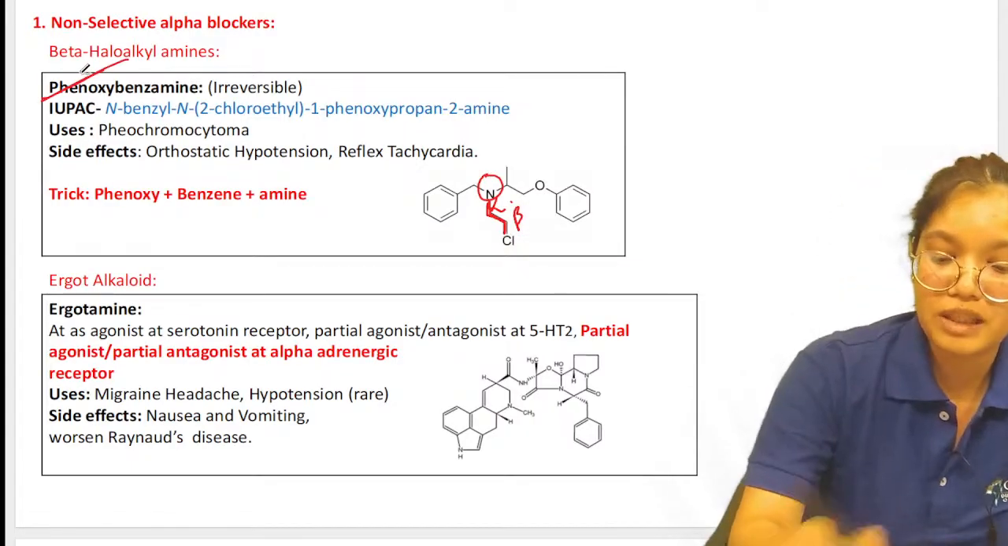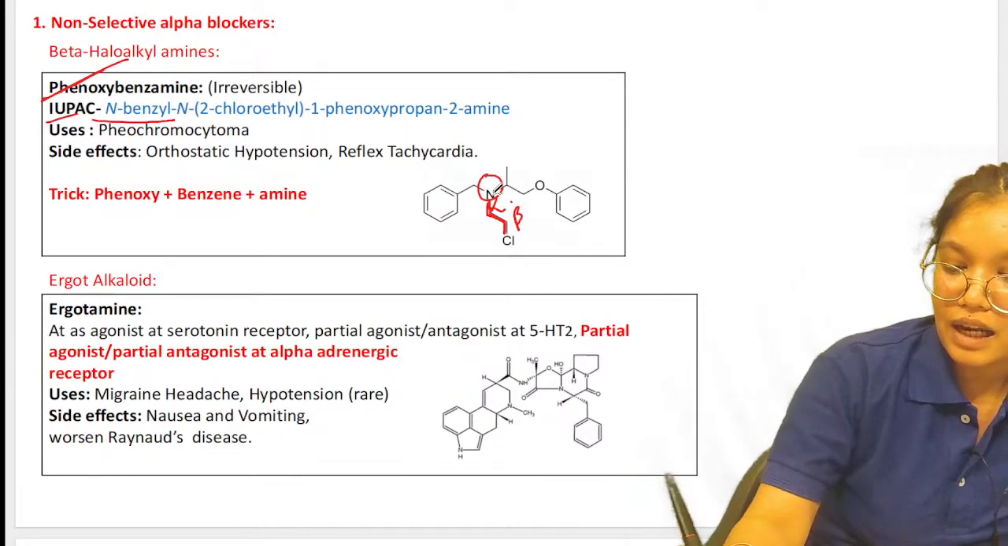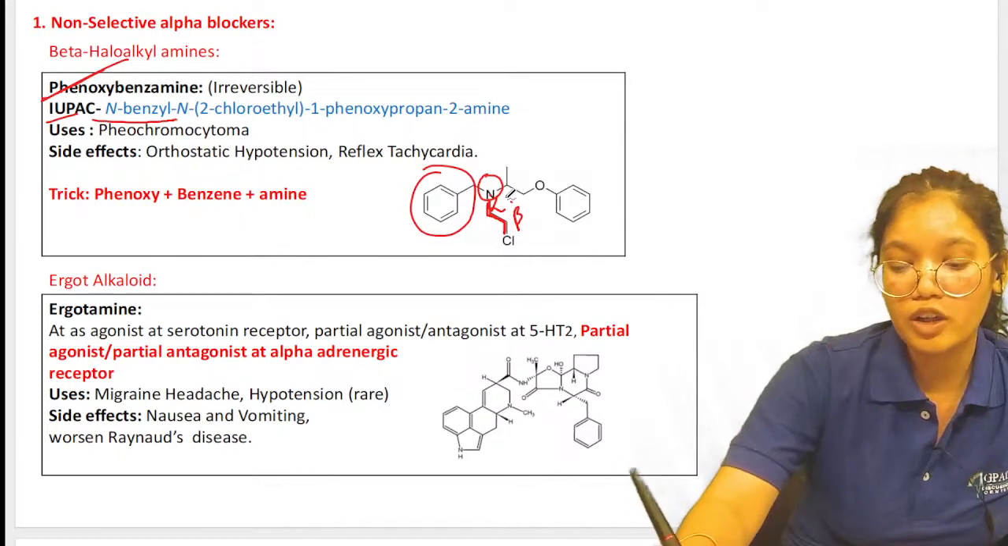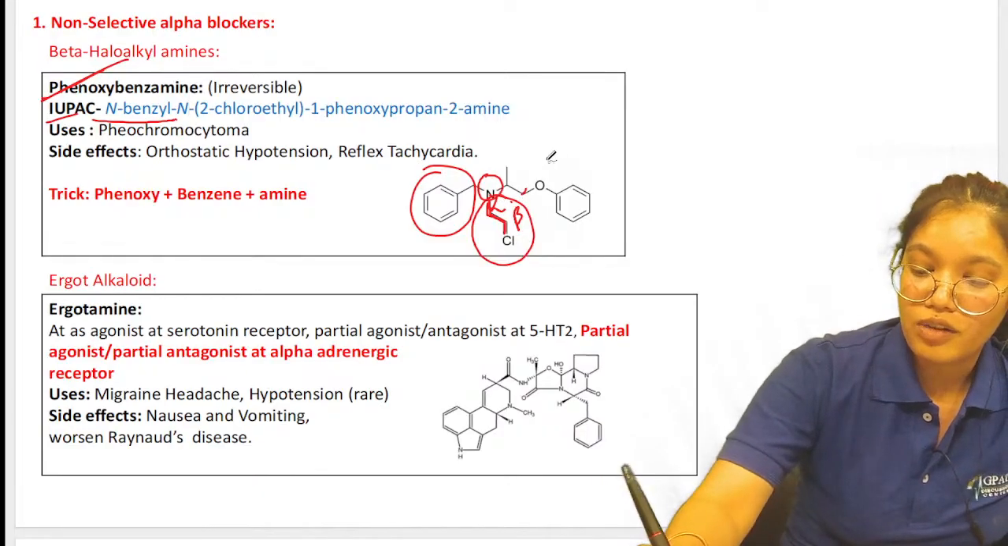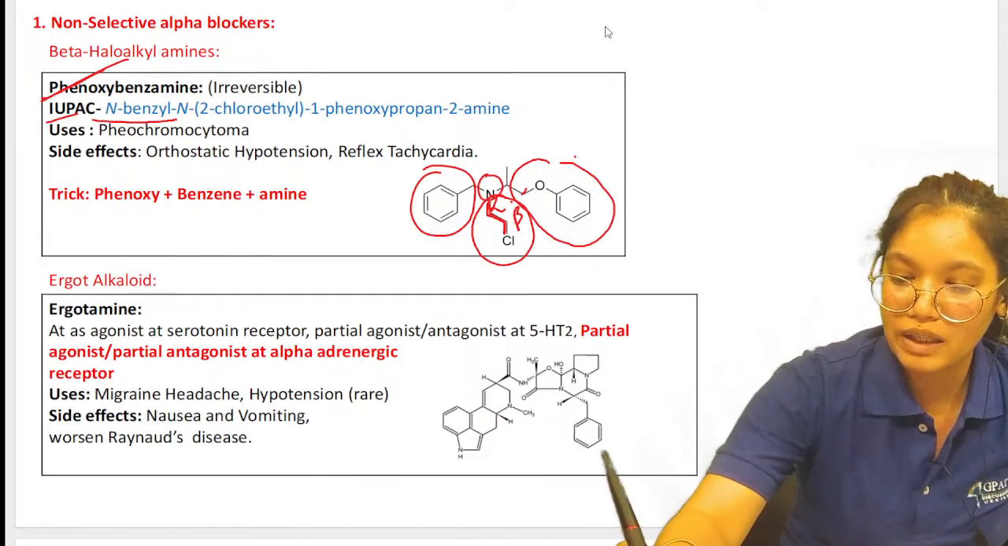Now phenoxybenzamine, moving to the IUPAC name, the N-benzyl. At N position we have a benzyl here. At N position we have a 2-chloroethyl. Then 1-phenoxypropan-2-amine. So that is the IUPAC name.